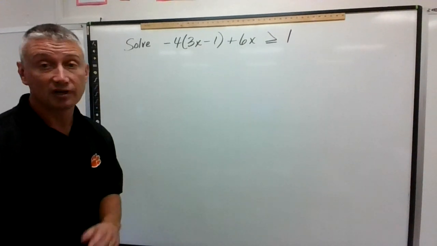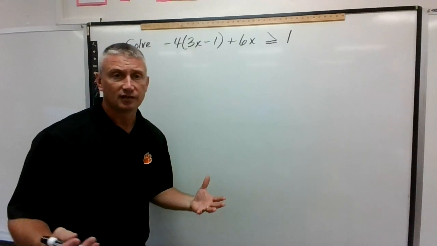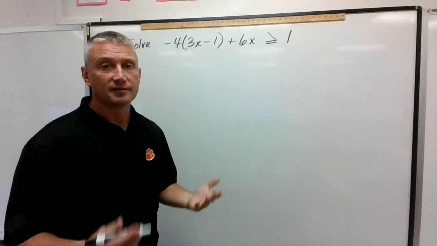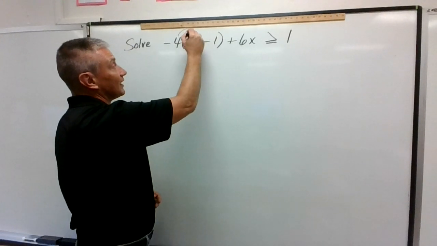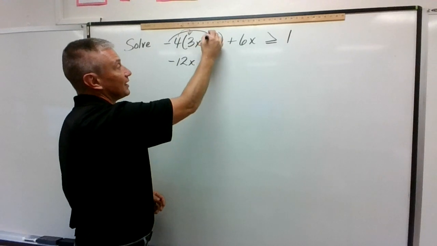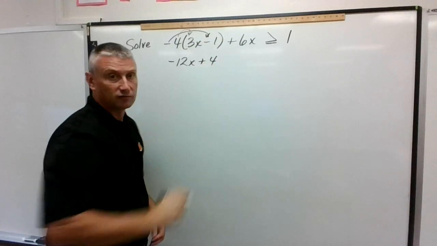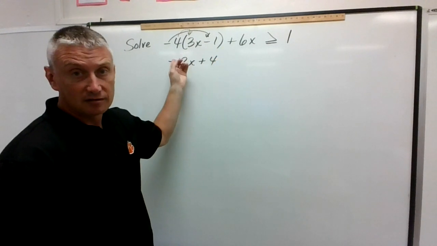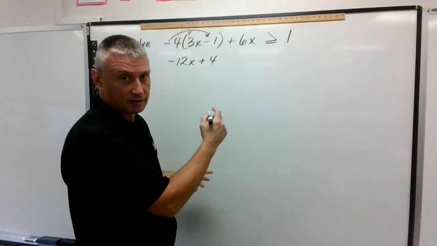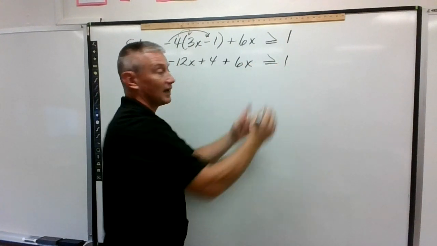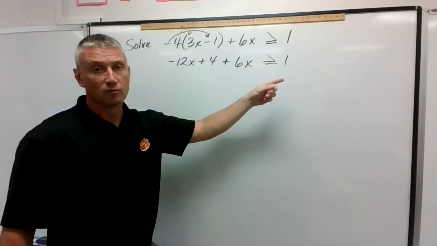So our first inequality, we're going to solve it just like we did the equations. This side of the inequality is not simplified, so we have to simplify it. Negative 4 times 3x is negative 12x, and negative 4 times negative 1 is positive 4. Remember, a negative times a negative is a positive. I don't include this in the distributive property because it's not inside the parentheses, so this is just positive 6x, and that still stays as greater than or equal to 1.